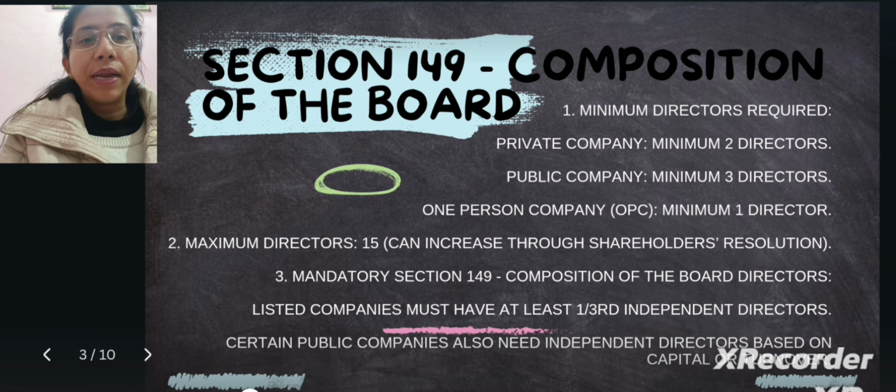Next, maximum directors. The maximum number of directors can be 15, which can be increased through a shareholders' resolution. And in Section 149, on the composition of the board of directors, listed companies, that is, companies which are listed, must have at least one third independent directors. Certain public companies also need independent directors based on their capital and their turnover.